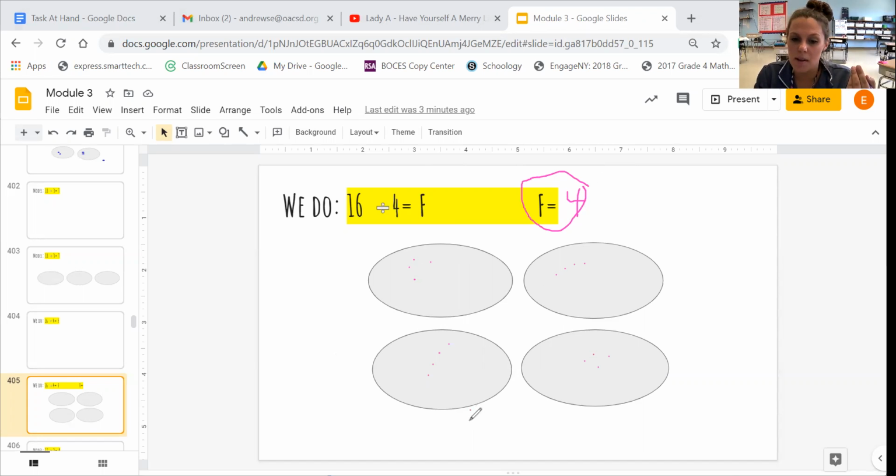How could I double check my work? 4 times 4: 4, 8, 12, 16 equals 16. So I know it matches. 16 and 16 are the same. Let's keep working hard. Here we go. Let's try this one.